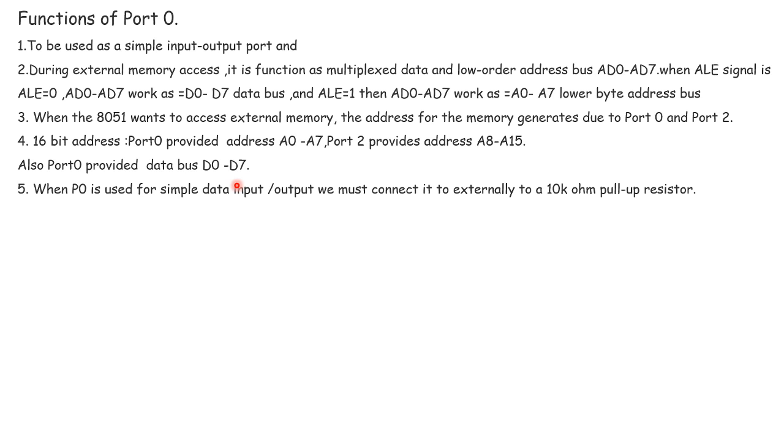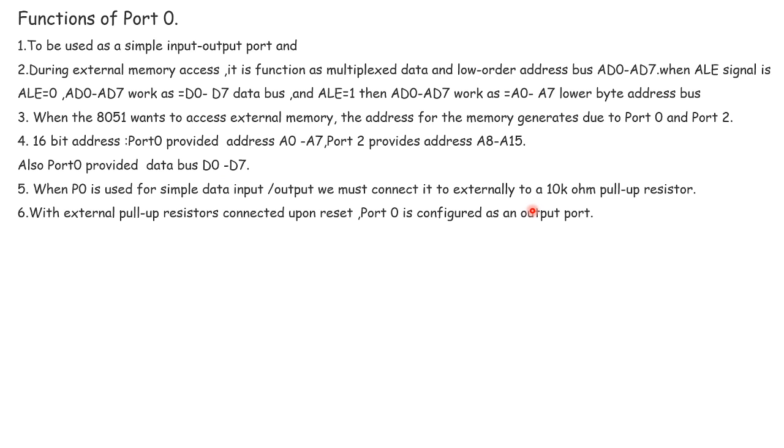When P0 is used for simple data input output, we must connect an external 10 kilo ohm resistor as a pull-up register. With the external pull-up register connected, upon reset, port 0 is configured as an output port. So this is the output port.